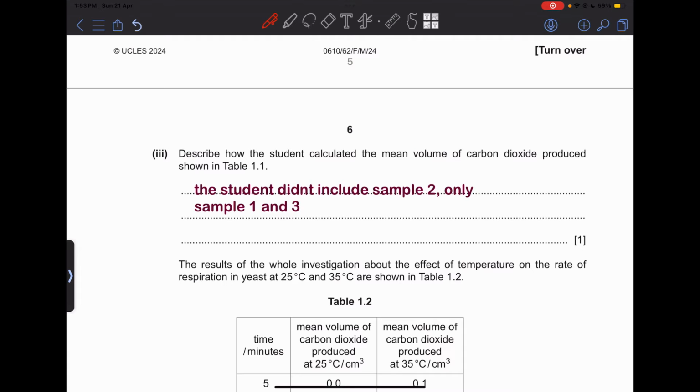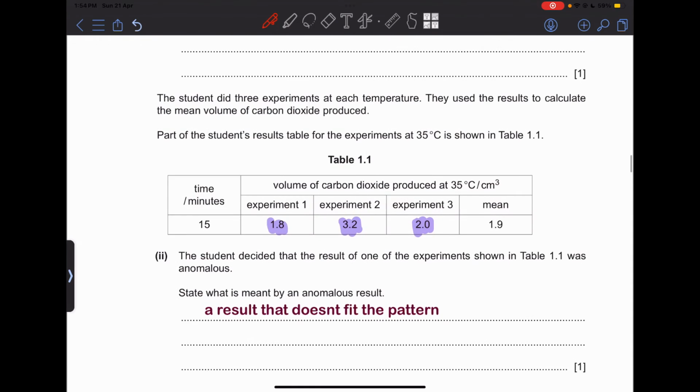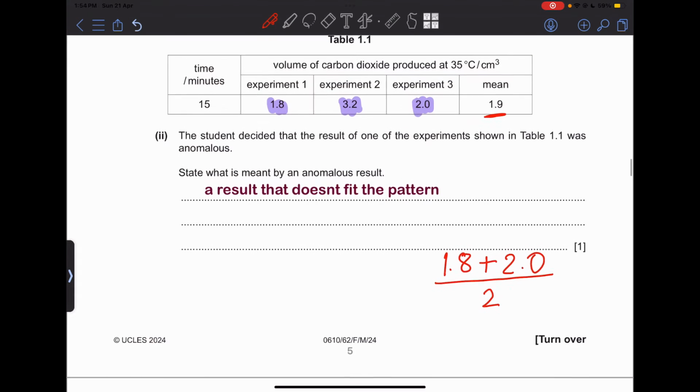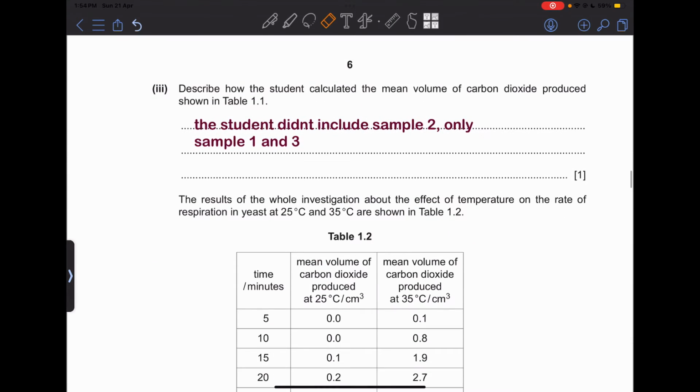Describe how the student calculated the mean volume of carbon dioxide produced, shown in table 1.1. The student didn't include sample 2, only sample 1 and 3. So you're going to get 1.8, for example, plus 2, and you're going to divide that over 2, so you get your mean value. You can't include sample 2 because you're going to get a wrong value of your mean. So this is how you calculate your mean.